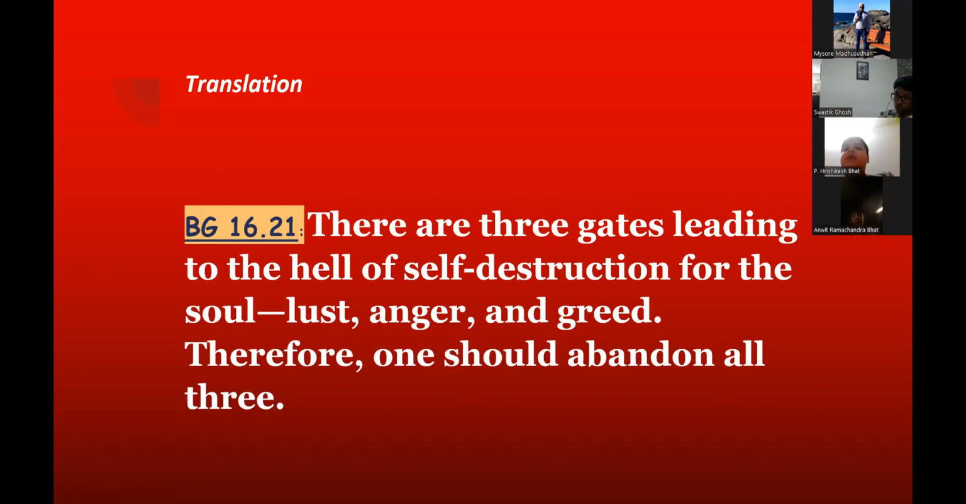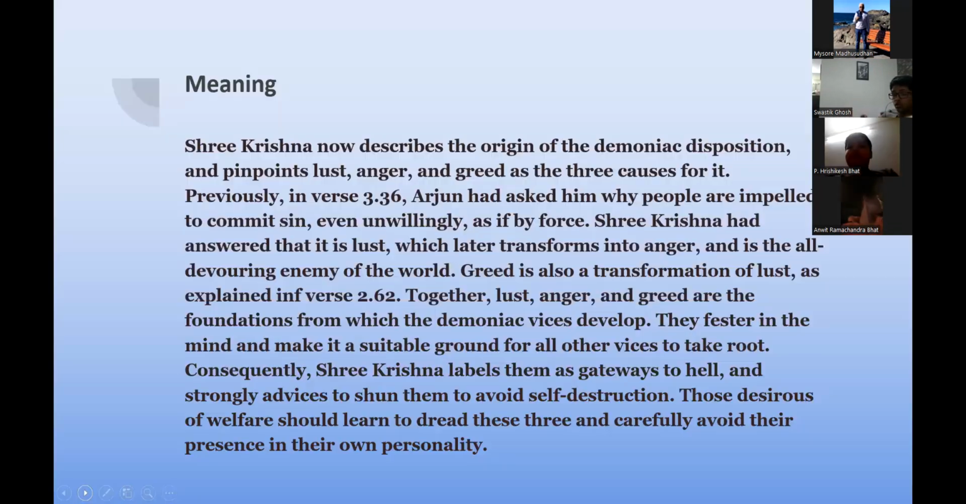Next slide. So, what does this mean? Sri Krishna now describes the origin of demoniac disposition and pinpoints lust, anger, and greed as the three main causes for it. Previously, in the 3rd chapter, 36th verse, Arjuna had asked why people are impelled to commit sin willingly or unwillingly, as if by force. For this, Sri Krishna had answered that it is lust, which later transformed into anger and is all devouring, the enemy of the world. Greed is also a transformation of lust.